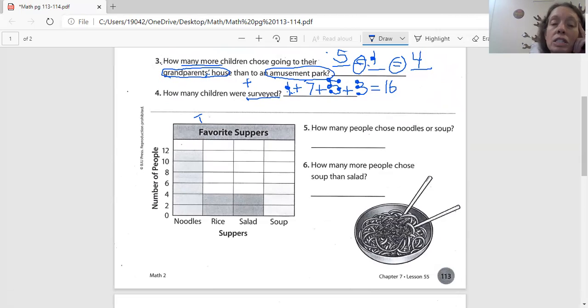And the title of this is Favorite Suppers. Okay? They're asking people what they like best. But you don't get to pick any old answer. You have to choose one of the 4 that they offer. They say noodles, they say rice, they say salad, or they say soup.